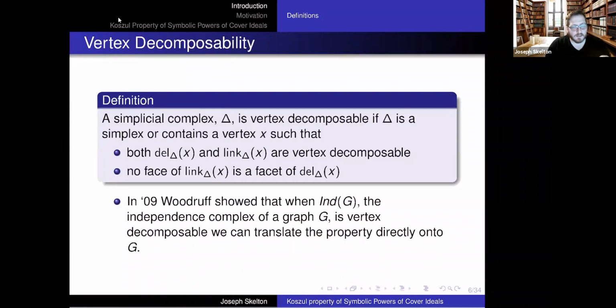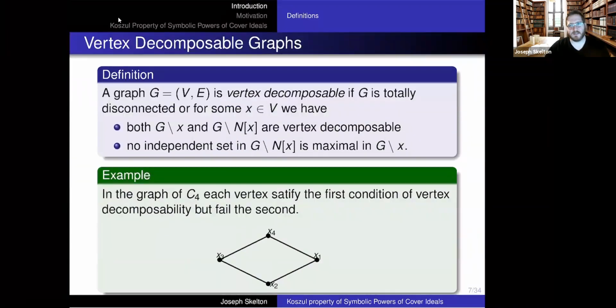So I'm talking a lot about vertex decomposability. It is a property of simplicial complexes. And basically you use the deletion and the link of a vertex in that complex to get the vertex decomposable property. In 2009, Woodroofe showed that if you consider the independence complex of a graph, you can actually translate this definition directly to the graph itself, so you don't have to look at the independence complex. And that definition is the one I tend to use the most.